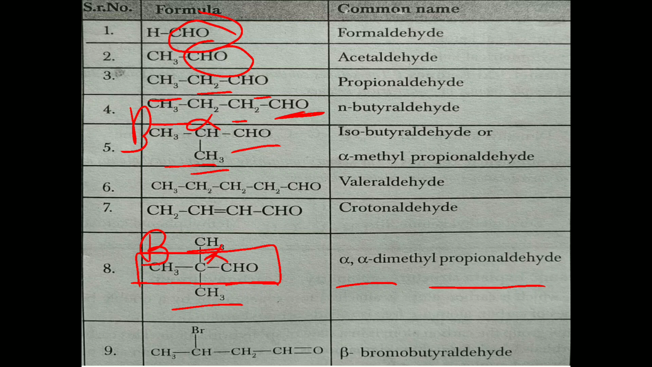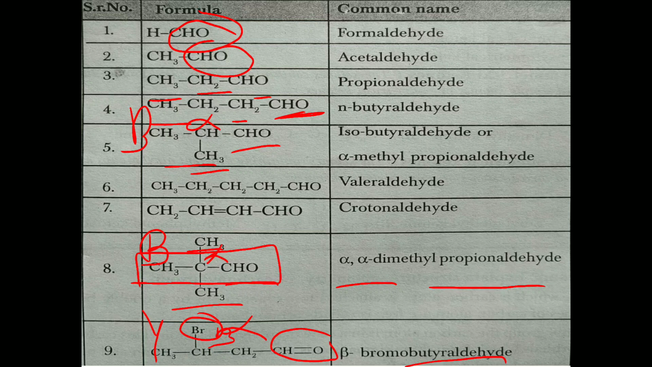In the next example, with the CHO aldehyde group, the first carbon is the alpha, the next is the beta and then gamma. The beta carbon contains a bromine group. So the name is beta bromo butyraldehyde, with 1, 2, 3, 4, that is 4 carbon atoms.